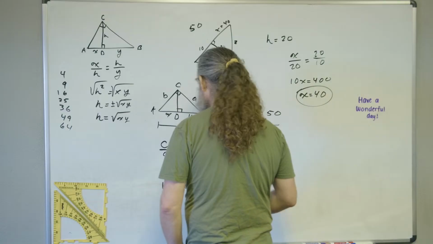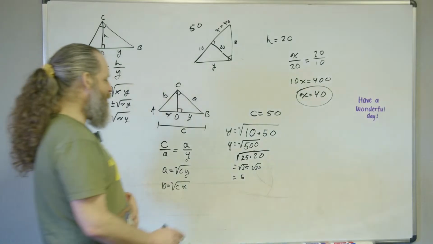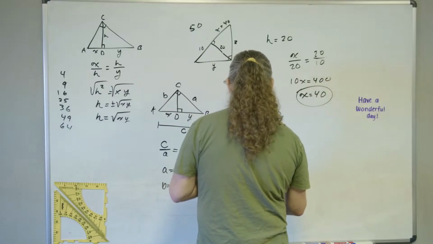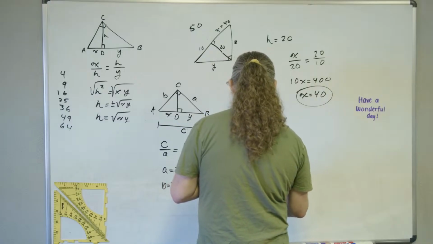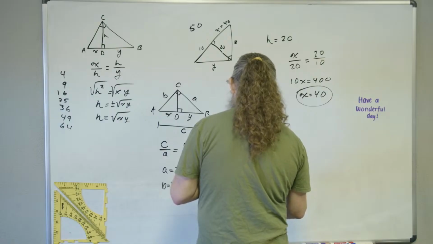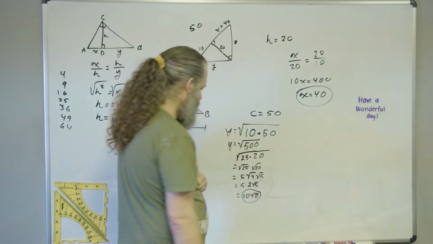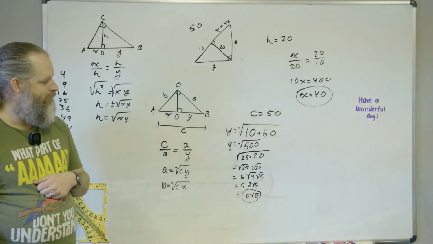Now, on this one, are there any perfect squares inside of 20? Do any of these go into 20? 4 does, true enough. 4 times what? 4 times 5, so square root of 4 times the square root of 5. What's the square root of 4? Thank you. What's 5 times 2? It is 10. True enough.